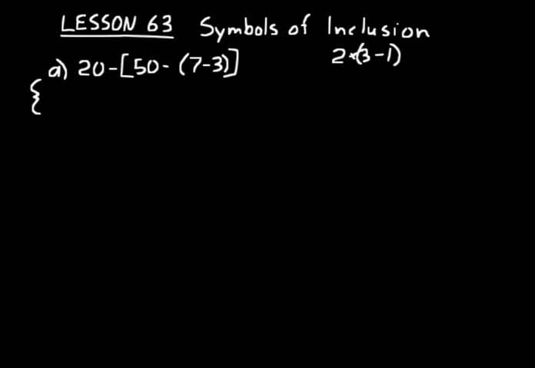There's a button on the graphing calculator that allows you to put parentheses in, but if you didn't use those, your calculator would do the 2 times 3 first, and then it would subtract 1 from that. So being able to work with symbols of inclusion is an important skill to have.